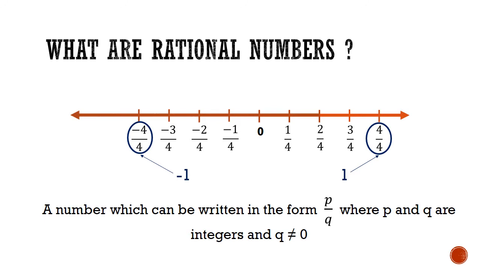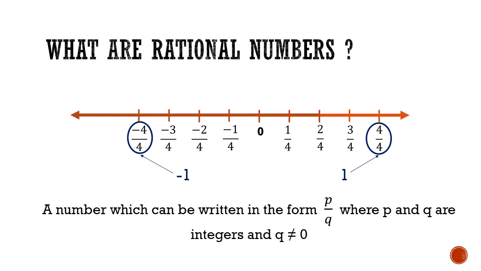On the left side, between minus 1 and 0, again you can see 3 fractions, negative numbers: minus 3 by 4, minus 2 by 4 and minus 1 by 4. But between 0 and minus 1, infinite number of fractions you can get. Okay. Now we'll see how to define a rational number.